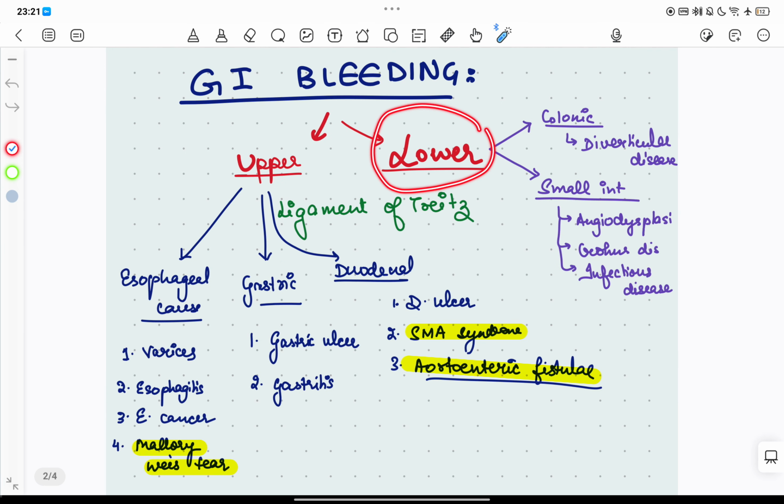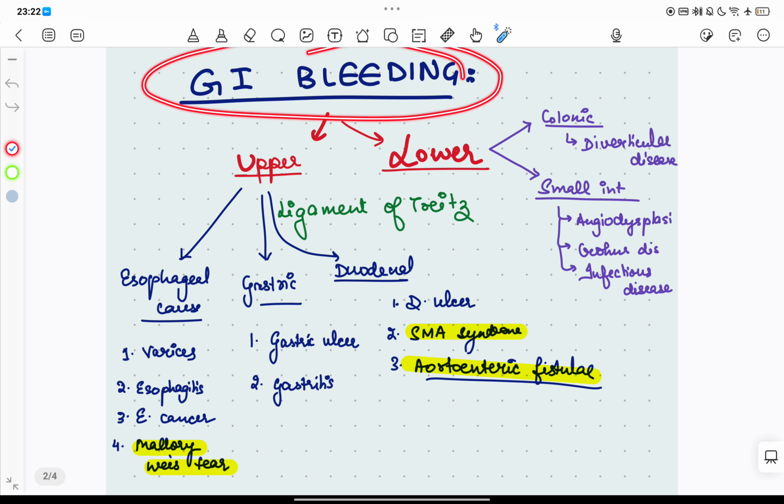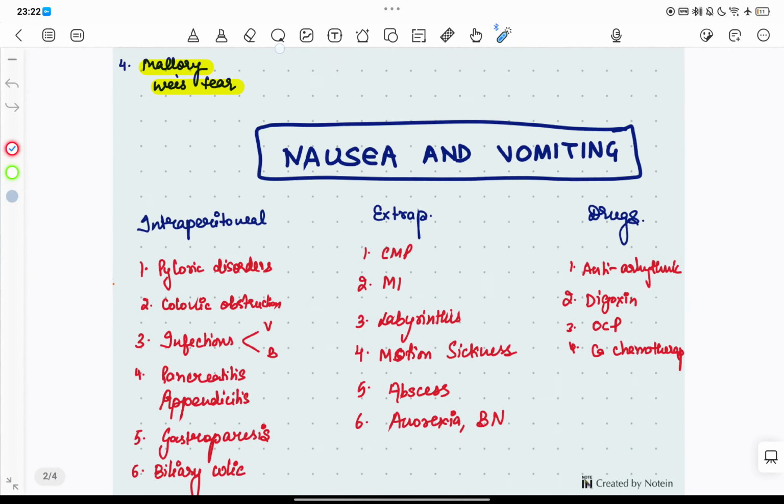Now coming to the lower GI bleeding. This could be further differentiated into 2 causes: colonic or small intestinal. In colonic GI bleeding, it could be because of diverticular disease. There is a diverticulum which could get inflamed, and then the lower GI bleeding occurs. The small intestinal causes could be angiodysplasia, Crohn's disease, or any other infectious disease. This finishes the GI bleeding.